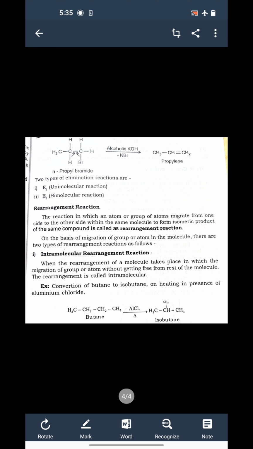So CH3CH2CH2CH3, butane, in presence of AlCl3, that is a Lewis acid. When we heat it, simply one CH3 changes its position, and we get isobutane. So we get the isomeric product of the same butane, and therefore this reaction is called a rearrangement reaction. Here no deletion, no elimination, no addition of atoms or groups takes place, only the position of the atom or group changes. So this is all about the reactions.